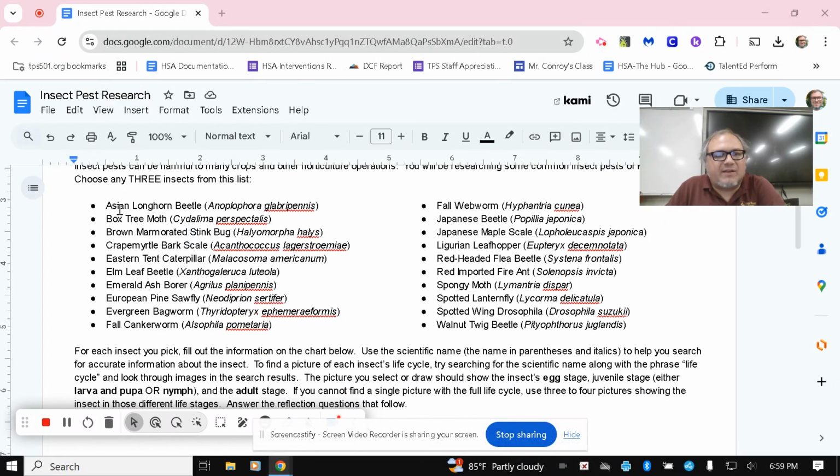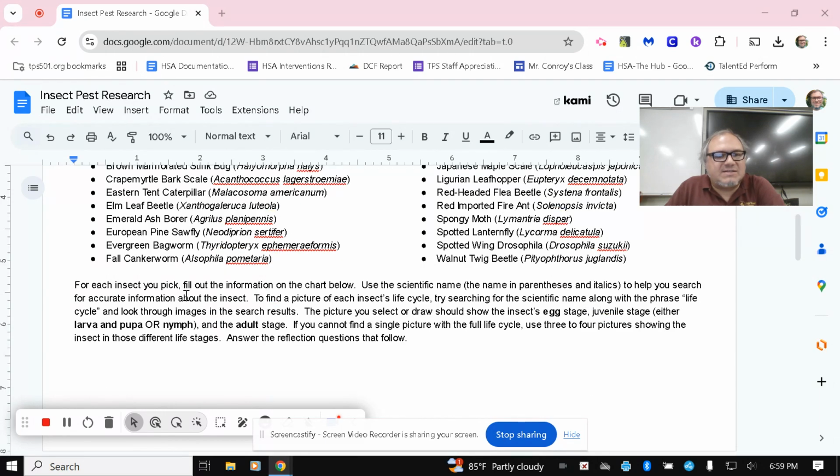So again, we've got a long list here with common names. The scientific name in parentheses is going to be important because that's going to be the main way that you want to look up your information. So for each insect you pick, fill out the information on the chart below. Use the scientific name, again the name in parentheses and italics, to help you search for accurate information about the insect. To find a picture of each insect's life cycle, try searching for the scientific name along with the phrase life cycle and look through images in the search results.